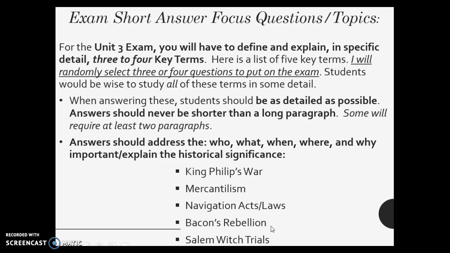Bacon's Rebellion, a very important one because it's going to do 2 things. It's going to show social tensions. It's going to show clashes between settlers and Indians, between the rich and the poor in the colonies. It's going to lead to less indentured servitude and an increase in slavery. And it's also going to be bad for Native Americans, and then the witch trials as well. So that's what we're talking about when we discuss historical significance. So again, a couple paragraphs you should be writing on these when you answer these.